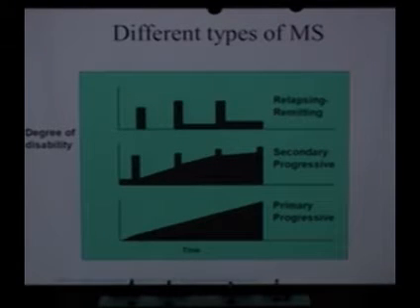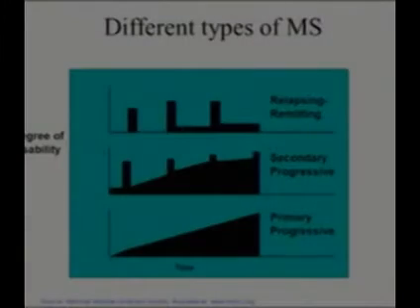So now I'm going to talk about the different types of MS. And for decades, we have been categorizing patients into different subsets based on their clinical course, the history of their symptoms. As I mentioned earlier, the relapsing remitting form is the most common form. 85% of cases of MS start this way.